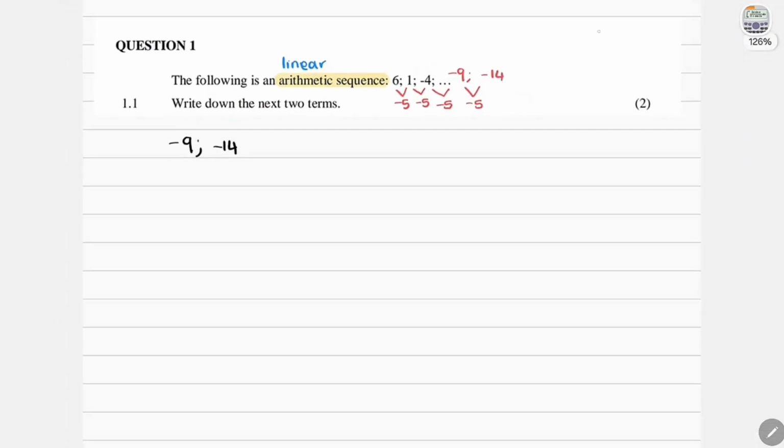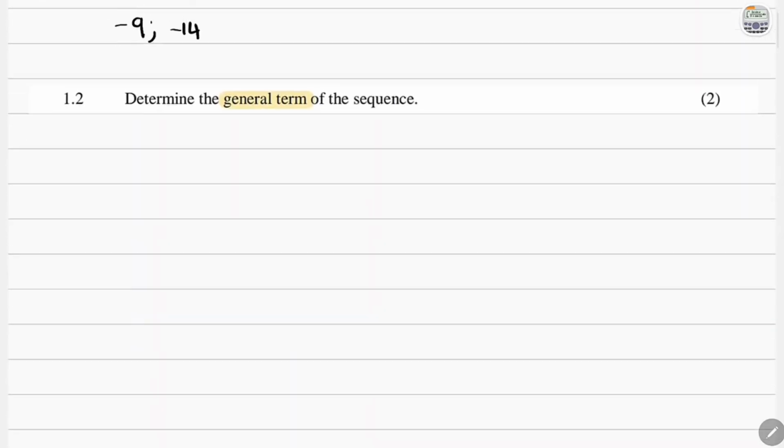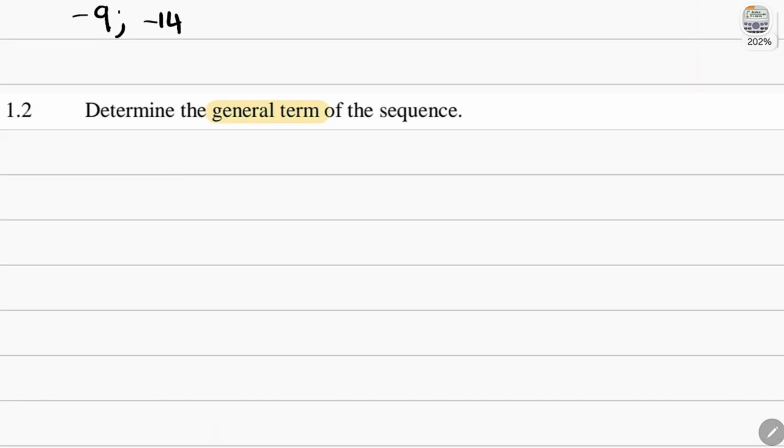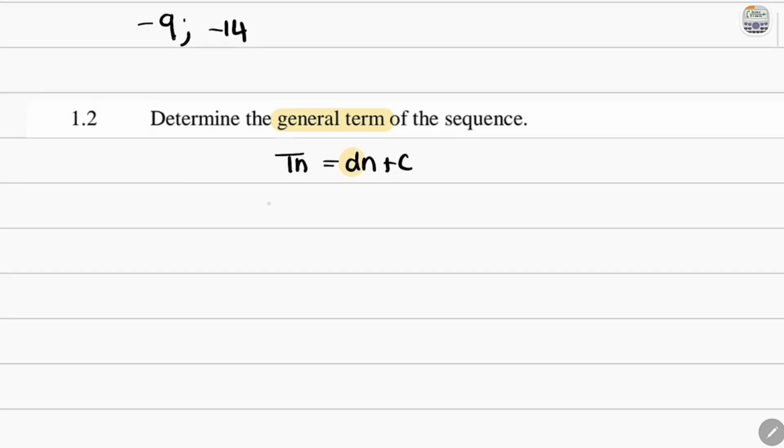Moving on to the next question. Question 1.2 says, determine the general term of the sequence. So we need to get the formula of the sequence. Remember, it is an arithmetic or linear sequence, meaning its general term is in the form of Tn equals dn plus c. The value of d is simply the difference. Each time to get to the next term, we just say -5, and that would be our difference. So this is Tn equals -5n plus c.